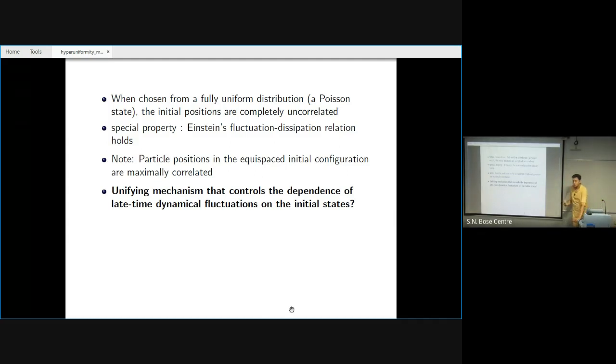So what we want to do is now come up with a unifying mechanism that incorporates both these annealed and quenched results and also these equispaced and these fully fluctuating initial conditions. So that is the question. Is there a unifying mechanism?